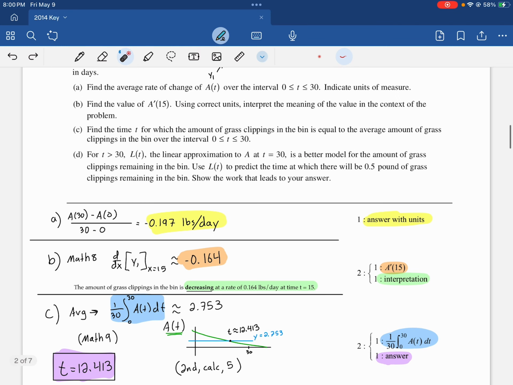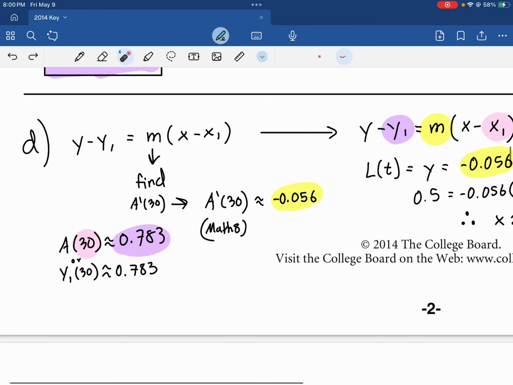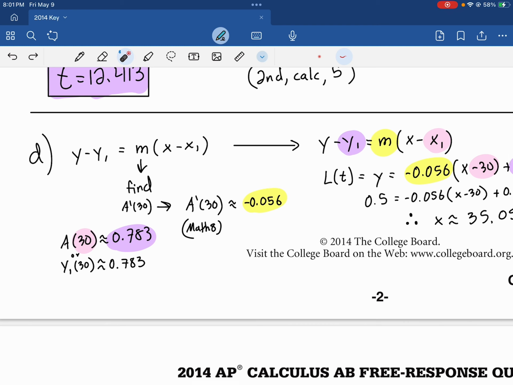So we need to create a linear approximation line. I am a big fan of point slope form, where m is going to be the slope at 30, because that's the last bit of information I know. And then I'm going to have a line after that to help me approximate what's going to happen past 30. So the slope at 30, my calculator with Math 8 can just give me negative 0.056. The only other thing I need for point slope form is a coordinate, and the last coordinate that A of t model gives me is that at 30, there's about 0.785 pounds of grass remaining.